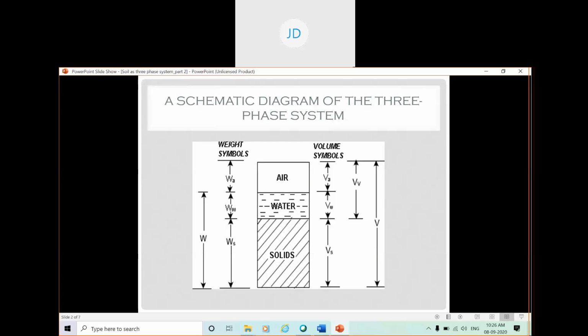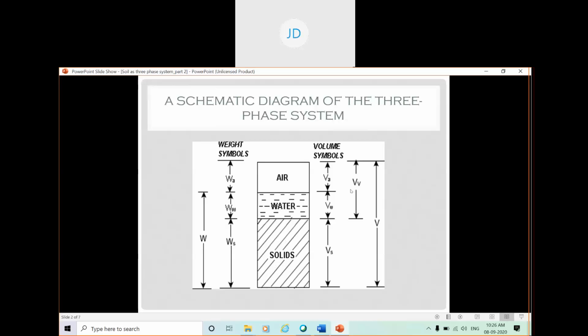In the last class, we already discussed this diagram. I think it is familiar to you. This is a simple schematic diagram representing a three-phase soil. That means this soil contains, you can see here, soil solid at the bottom, above the solid it will be water, and then above the water it will be air.